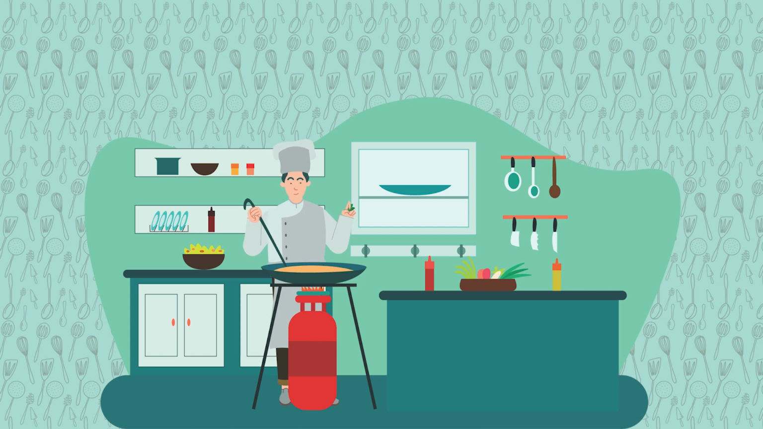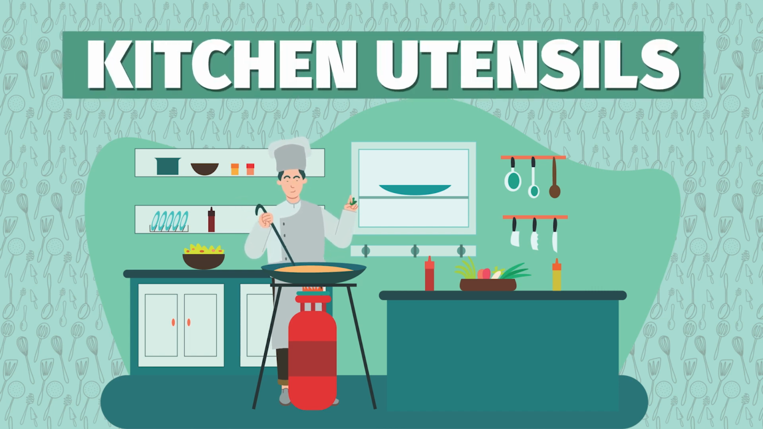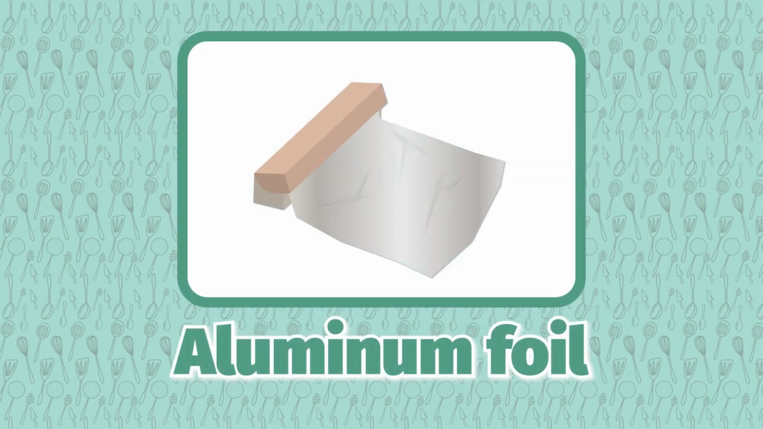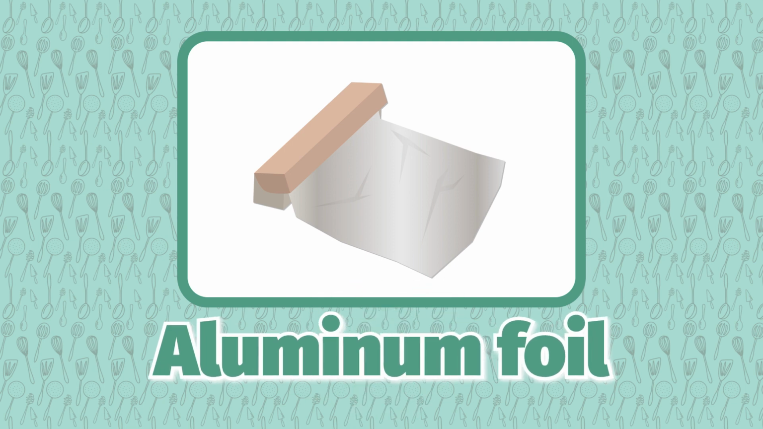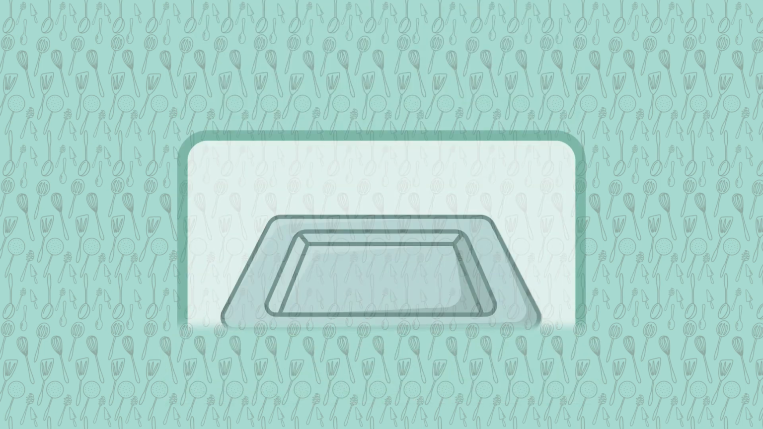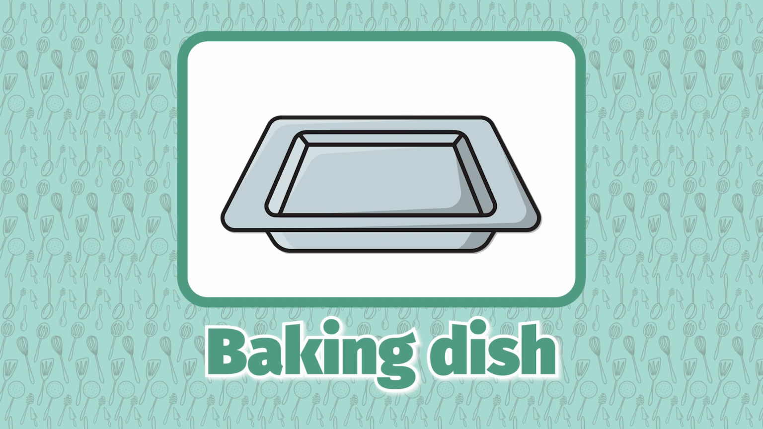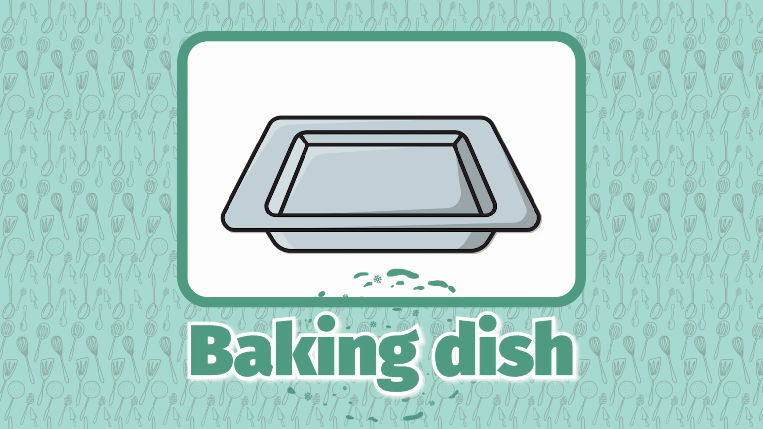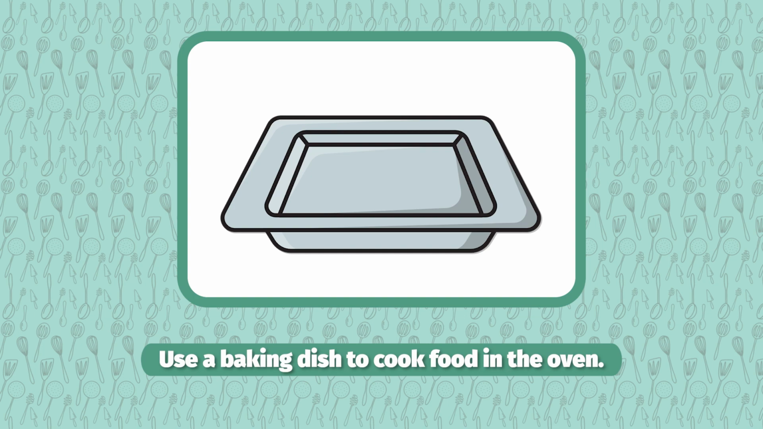In this video, we're going to learn about some utensils we use in the kitchen. Aluminum foil. Cover the leftovers with aluminum foil. Baking dish. Use a baking dish to cook food in the oven.